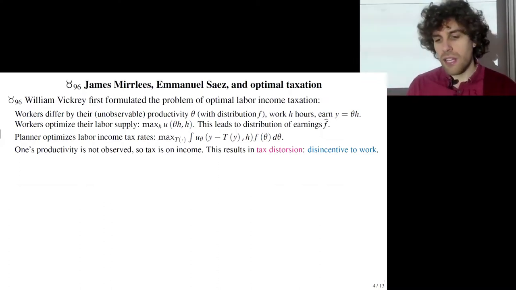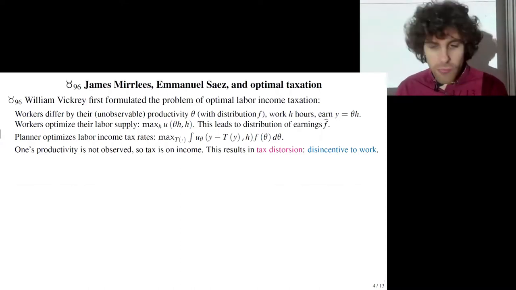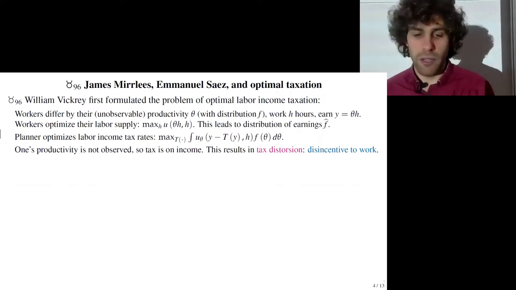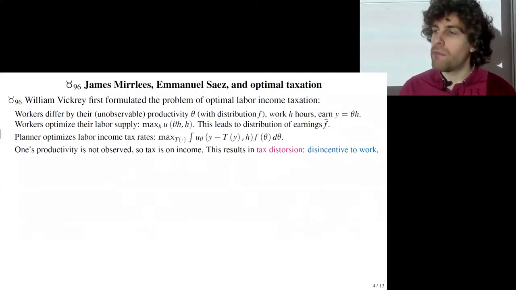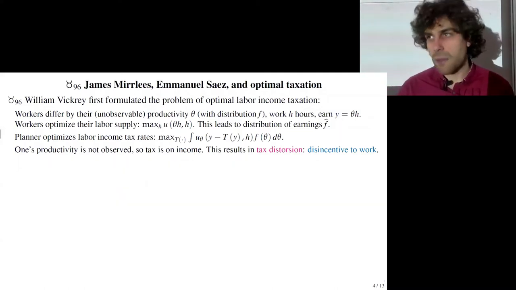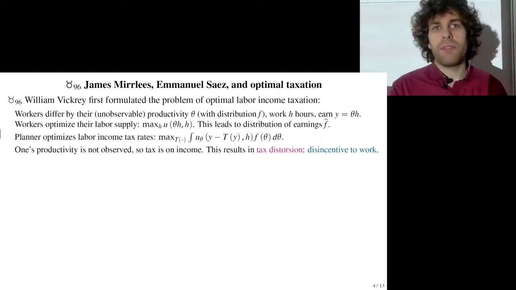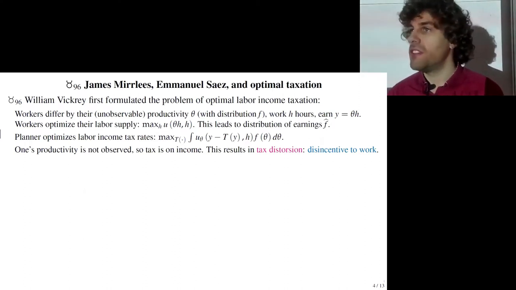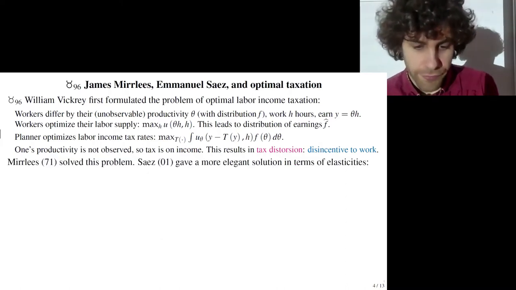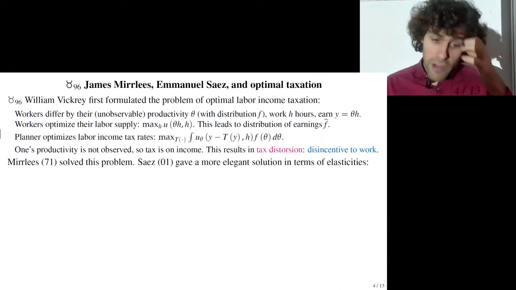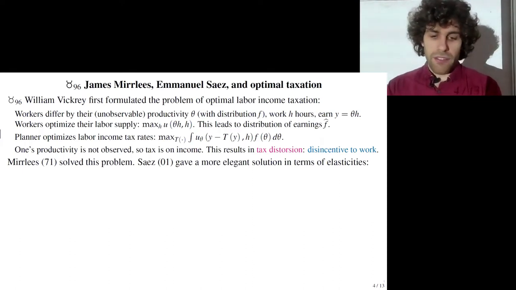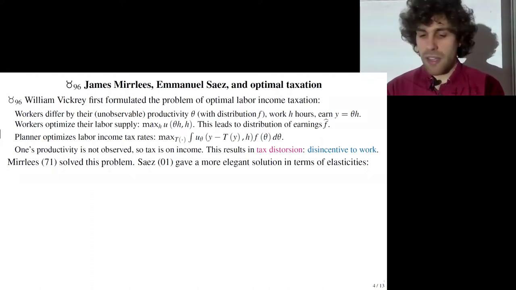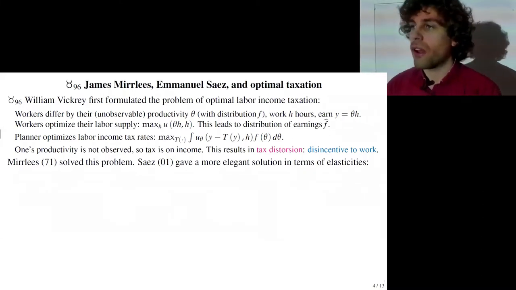So you see that this setting uses the apparatus of mechanism design that was brought forward in game theory. And a lot of economics, macroeconomic theory nowadays, uses this concept of mechanism design with the types that are not observed and the information that should be revealed through a mechanism. Here the mechanism is the income tax rates. So Mirrlees got the Nobel Prize for solving this problem. And I will present the solution of this problem by Emmanuel Saez, which is much more elegant and gives the solution in terms of elasticities that are directly measurable.